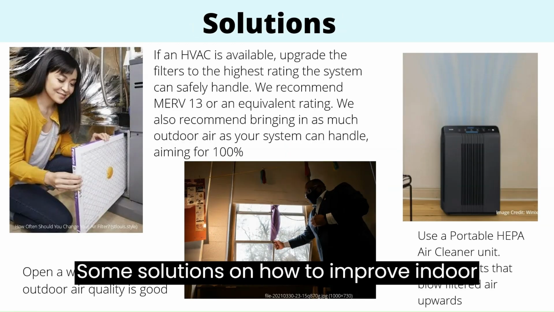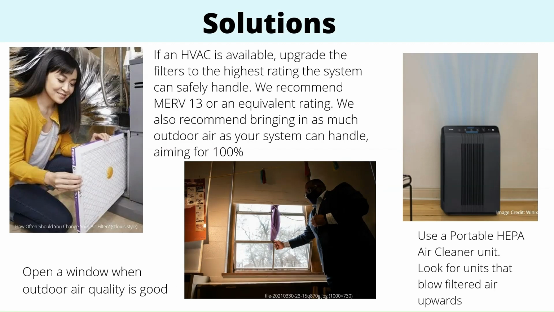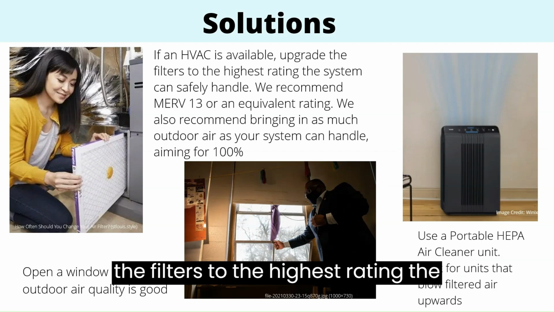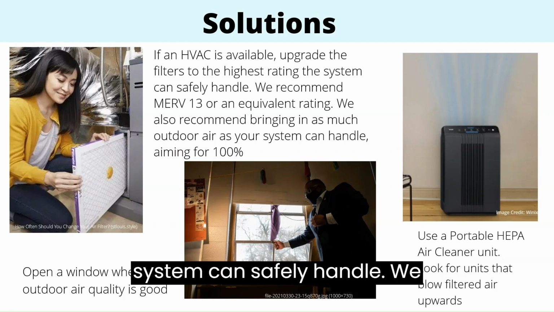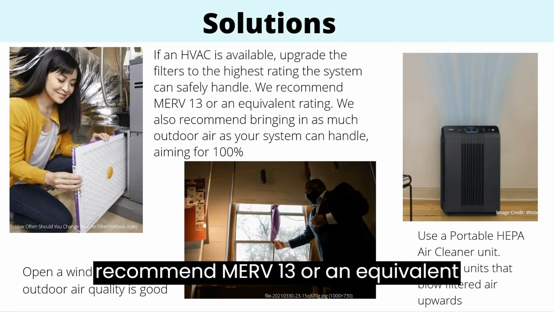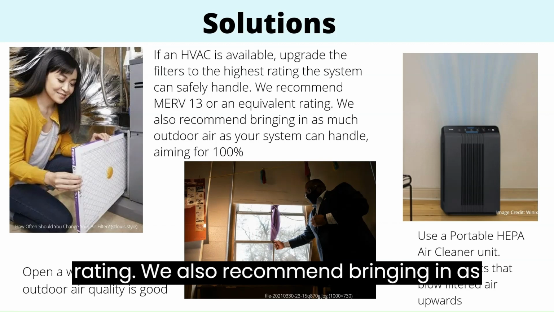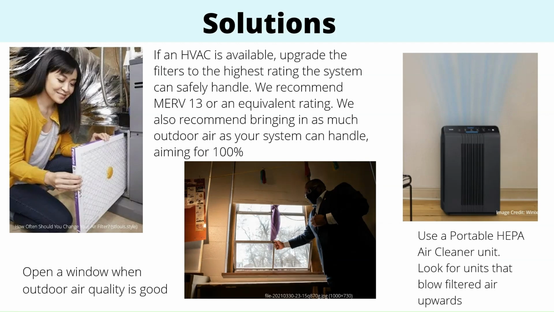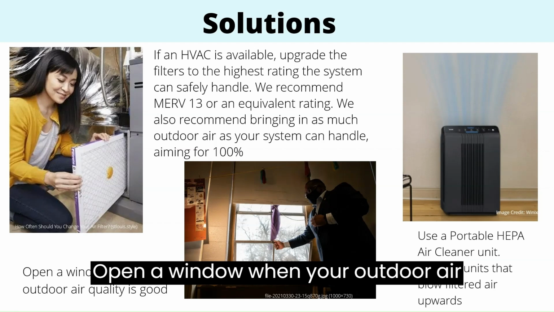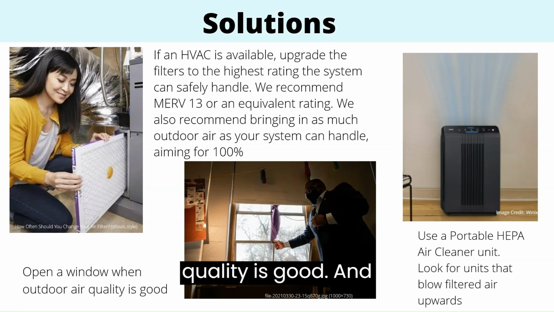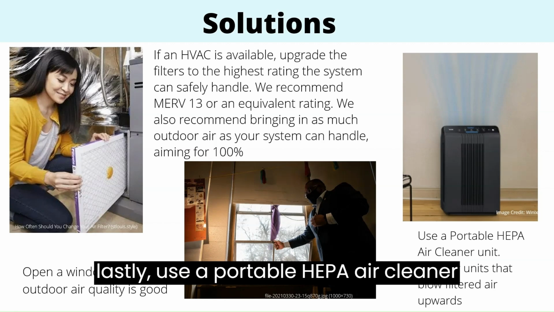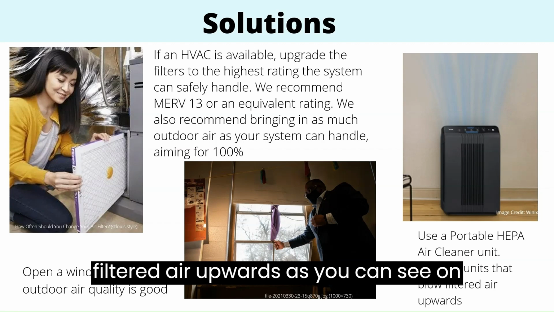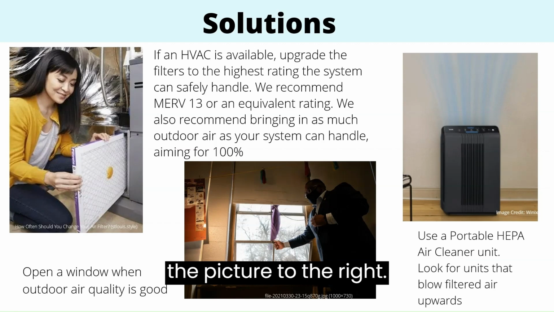Some solutions on how to improve indoor air quality include, if you have an HVAC available, upgrade the filters to the highest rating the system can safely handle. We recommend MERV 13 or an equivalent rating. We also recommend bringing in as much outdoor air as your system can handle, aiming for 100%. Open a window when your outdoor air quality is good. And lastly, use a portable HEPA air cleaner unit. Look for units that blow filtered air upwards, as you can see on the picture to the right.